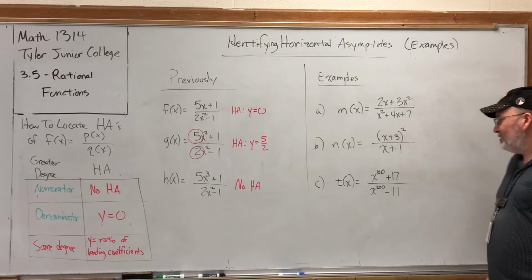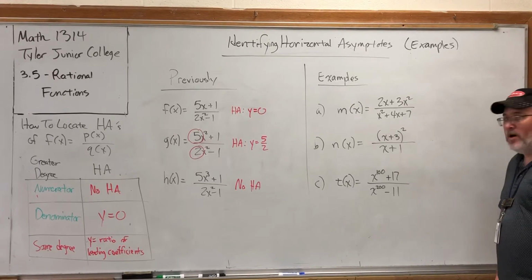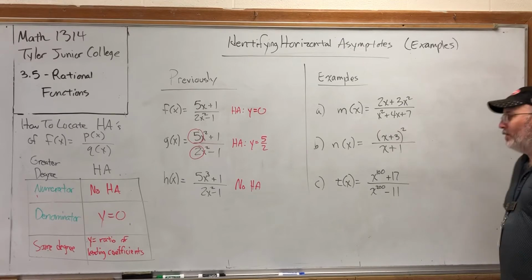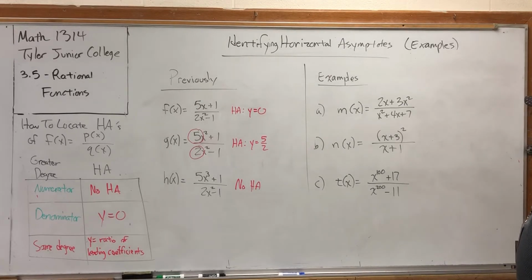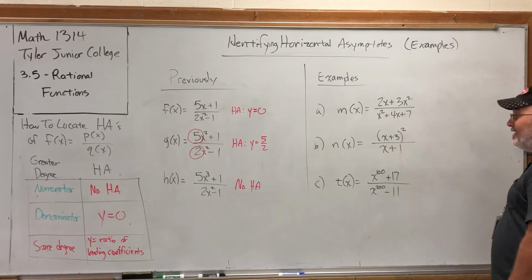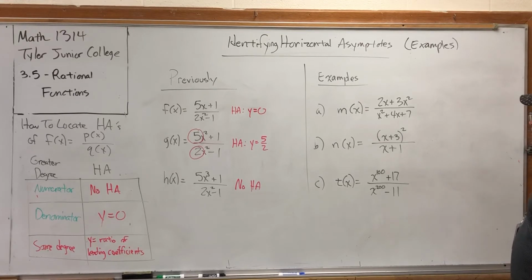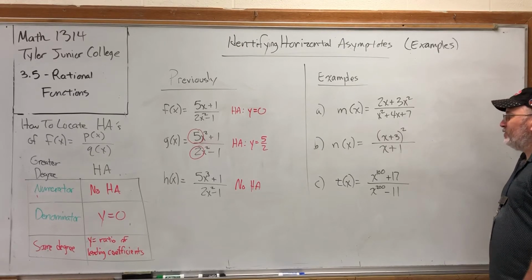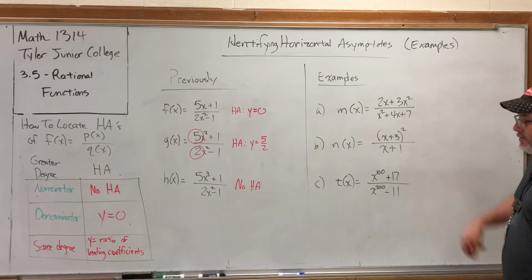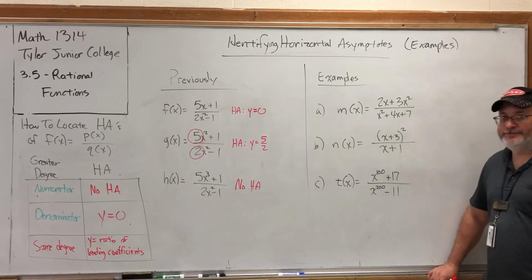Let's take a look at some examples. I've thrown a small curveball in one of them, but nothing we can't overcome. And two of them, actually. So let's take a look at example A. M of x equals 2x plus 3x squared on top, and on the bottom, x squared plus 4x plus 7. Which side of the fraction has the greater degree? The numerator, the denominator, or do they have equal degrees?